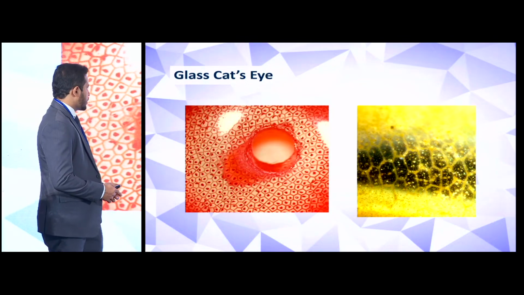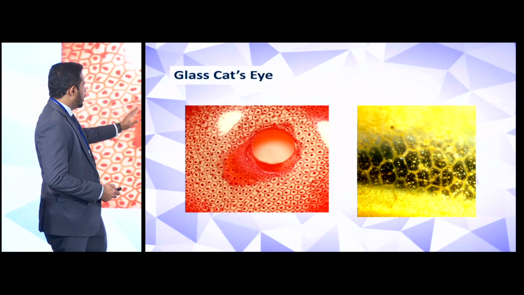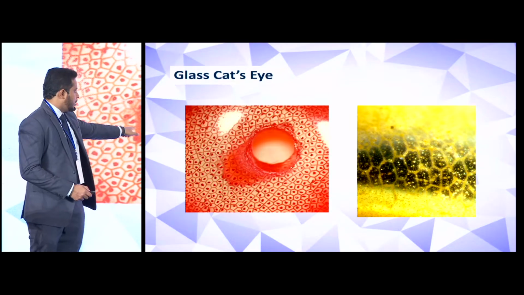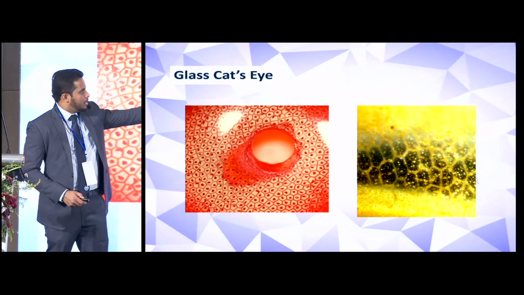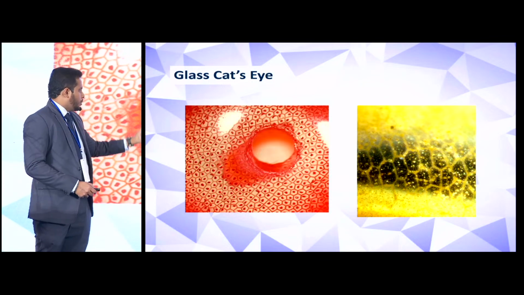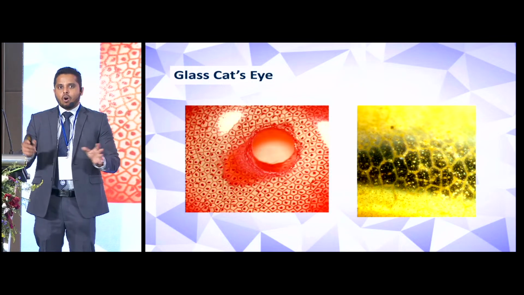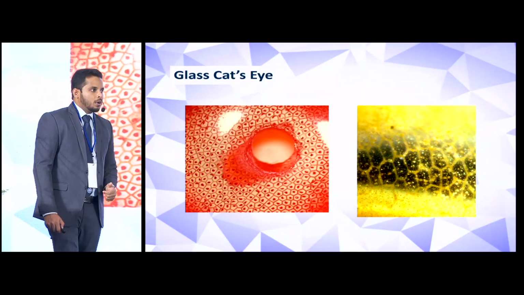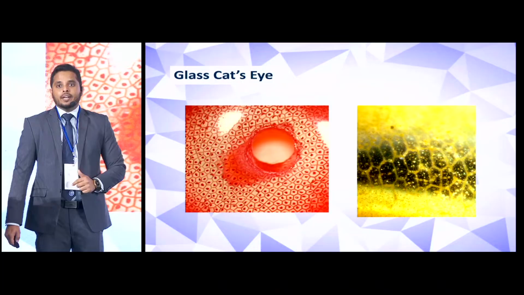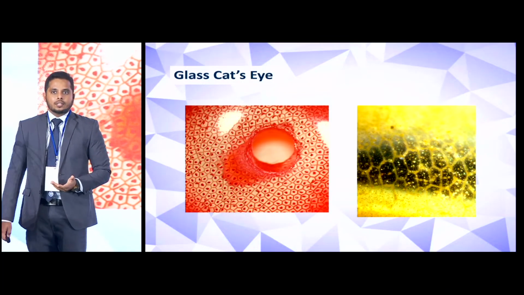So these are the structures they have given. The same thing. This is a honeycomb structure, or you can call it chicken mesh structure. Again, that type. So whatever the color or anything, you still have the same structure. So this is how you're going to identify your glass cat's eye.